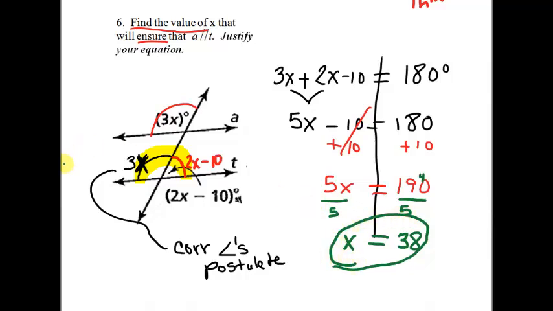And we can justify the equation. Our first part was justifying right here the corresponding angles postulate that let us move that 3x down. And then this equation from where we started, this is our linear pair. So there's my justifying.